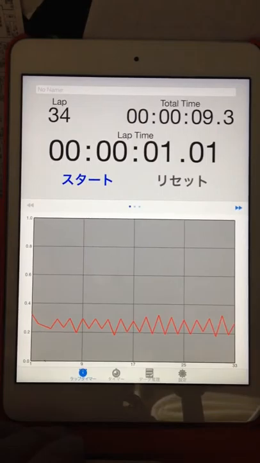So today, 8.3 divided by 33 laps, multiplied to equal just 50. 0.5 second for one beat.